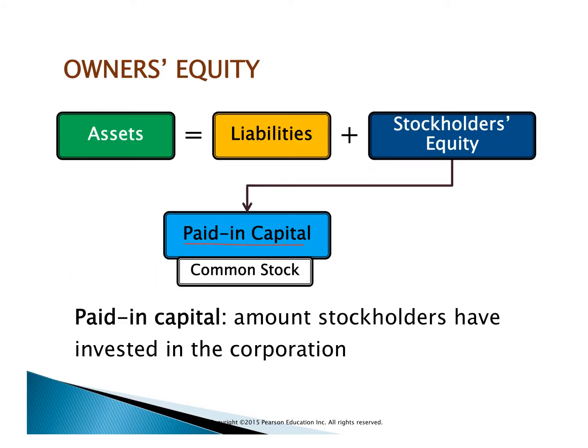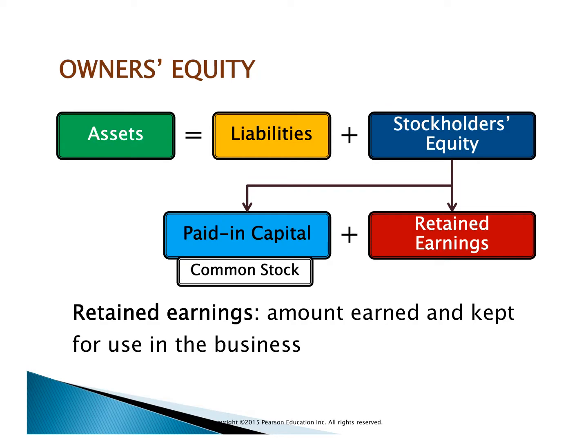Paid-in capital is the amount the stockholders have invested in the corporation. The basic component of paid-in capital is common stock, which the corporation issues to the stockholders as evidence of their ownership. All corporations have common stock. Retained earnings is the amount earned by income-producing activities and kept for use in the business. Three major types of transactions affect retained earnings. They are revenues, expenses, and dividends.